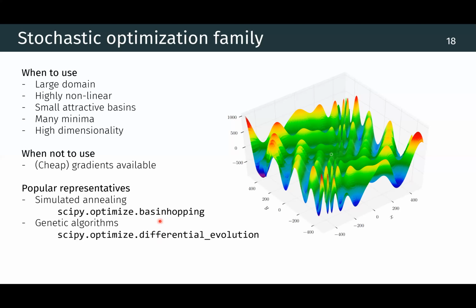This concept is implemented in SciPy under the name basin hopping. Actually, this idea comes from chemistry. David Wales from Cambridge has popularized it a lot. And the other idea, very popular even outside chemistry, are genetic algorithms, or depending on what flavor and terminology you prefer, in SciPy they're called differential evolution algorithms. And they're also implemented in SciPy.